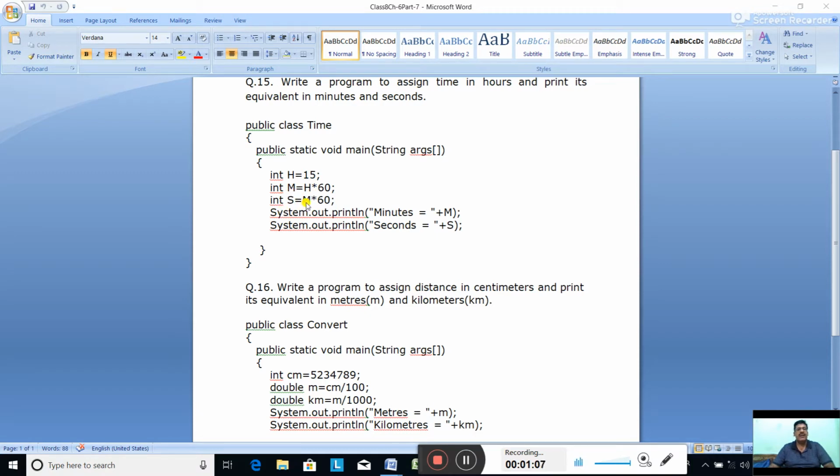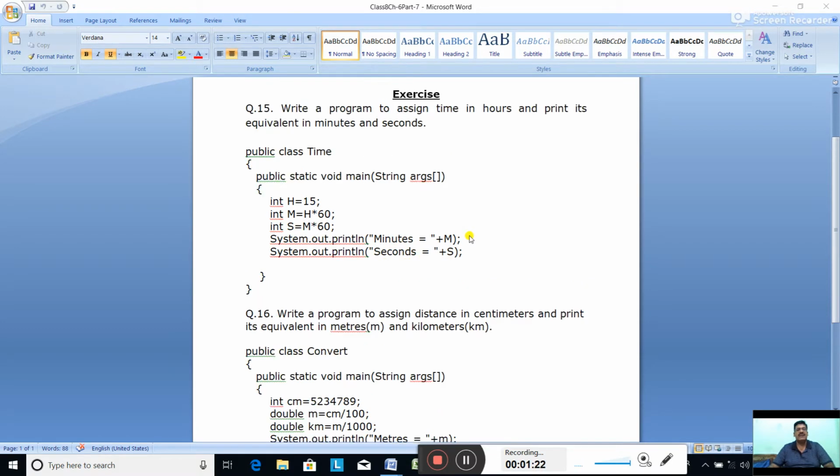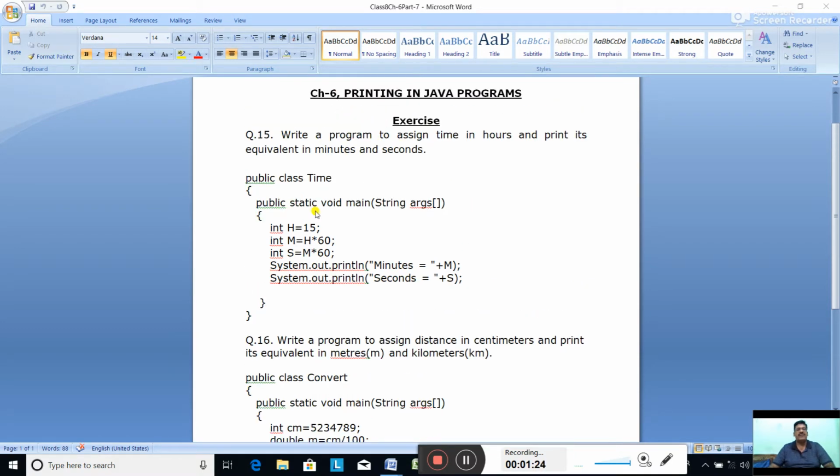Int s equal to m into 60. Already the hour is converted into minutes, so if that minute is multiplied by 60, we will get the seconds. Now System.out.println minutes equal to m and System.out.println seconds equal to s. So a very simple program, assigning time in hours and printing its equivalent in minutes and seconds.